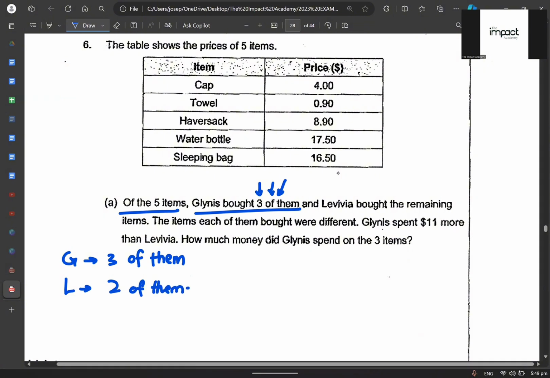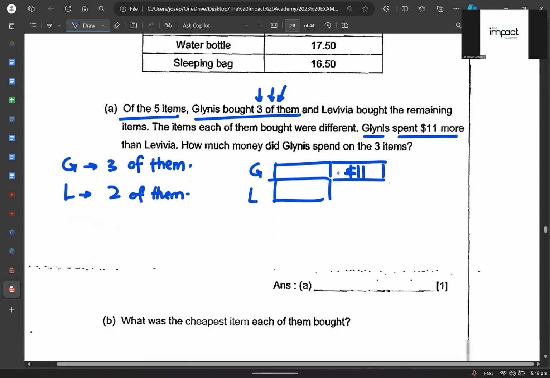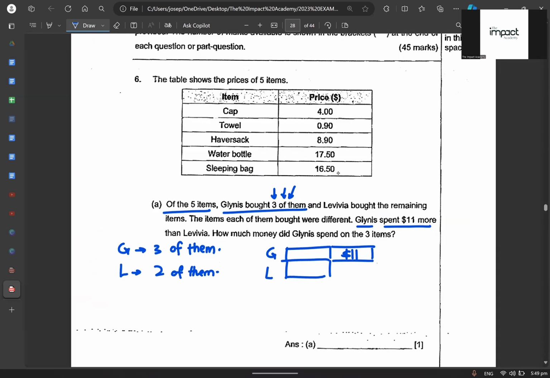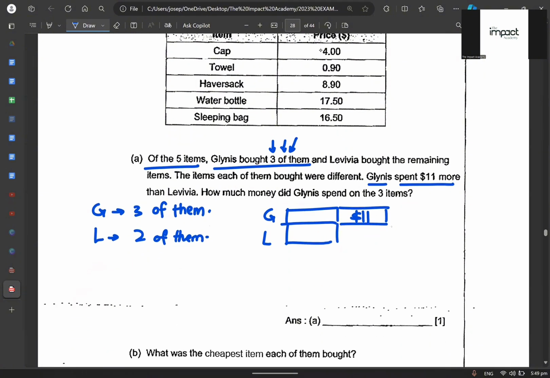Well, the question says what? The items each of them bought were different. Okay, so again, they say Glennie spent how much more? Very good. $11 more on the 3 items, right? Can you see over here? Can see or cannot see? Yeah, so you need to mix and match lah. You need to mix and match. Agree so far? All right, this is a paper 2 question, right? You can use your calculator, right? Yeah. Can you mix and match and tell me what do you think is the other items?